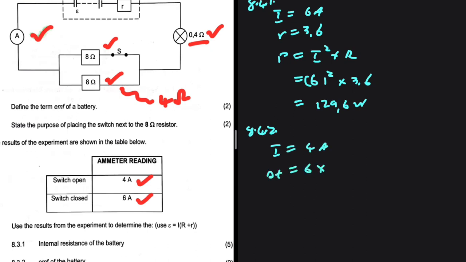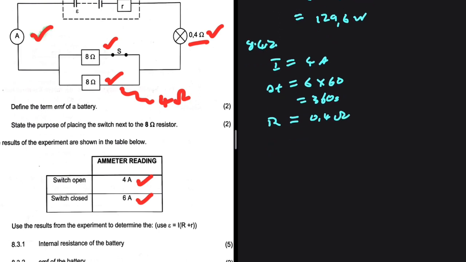So we have 6 minutes multiplied by 60, 360 seconds. What else do we have? The bulb. We have the resistance of the bulb, it is equal to 0.4 ampere. We want to find the energy dissipated.